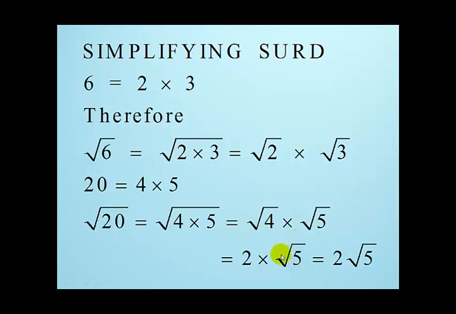Now when we take the square root of 5, the answer is a decimal. And so we say that root 5 is a surd. We say that root 5 is a surd because the answer is a decimal. So 2 times the square root of 5 is equal to 2 root 5.